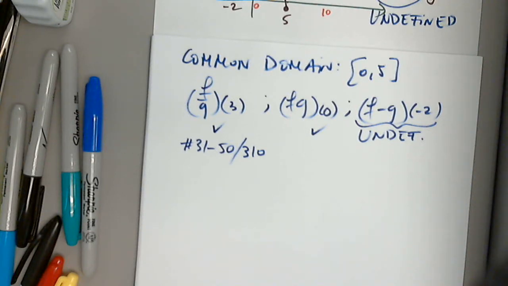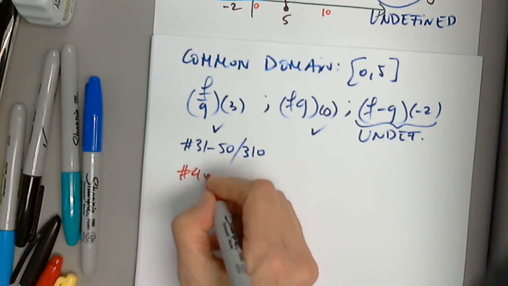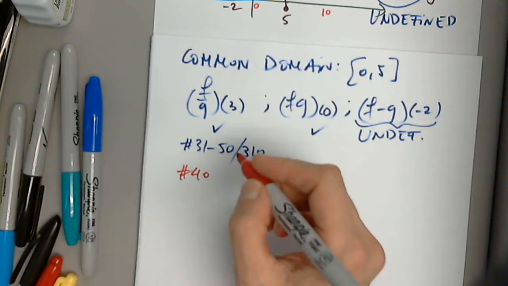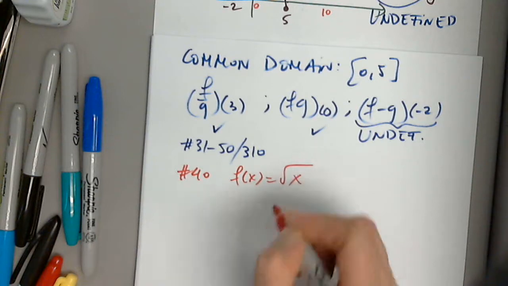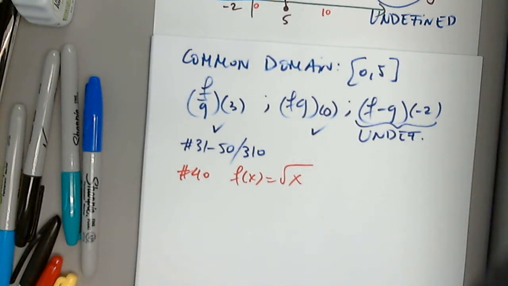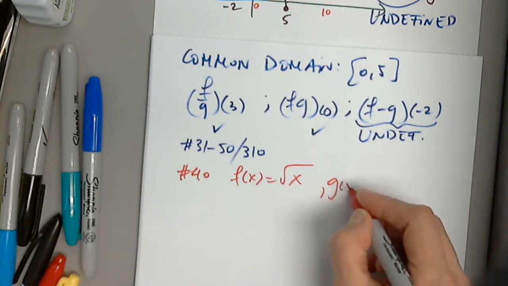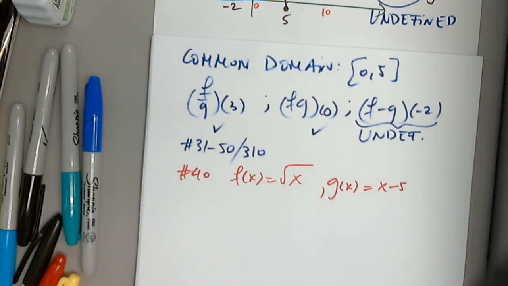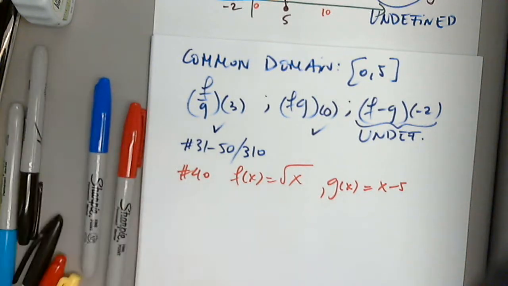Okay, I will pick 40. In 40, we have f of x equals the square root of x, and we have g of x, which is x minus 5. We are asked to determine all those functions: the sum, difference, product, and ratio. But first I have to find the domain of each, because I need to identify the common domain.